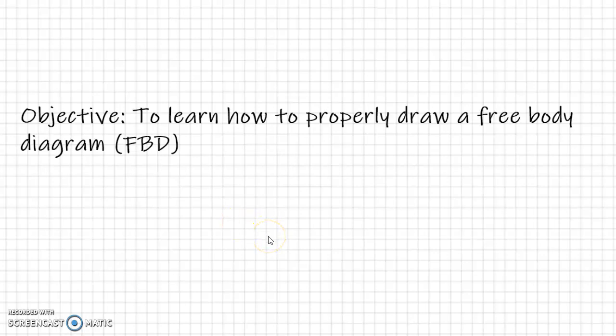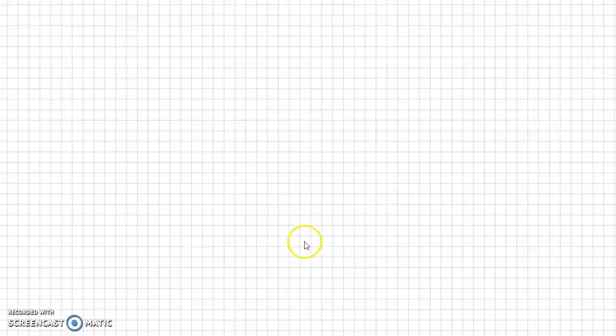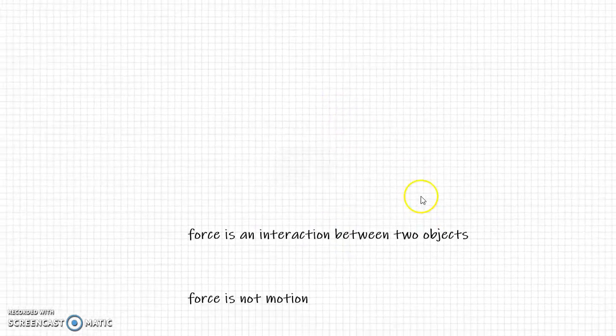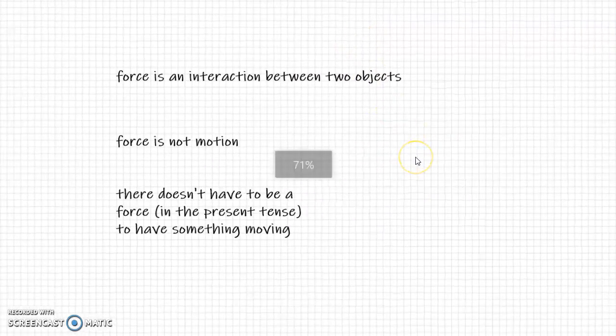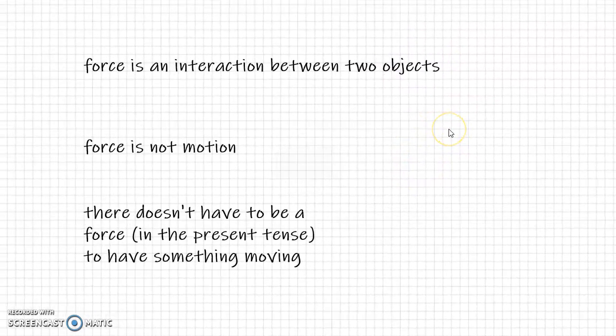That would be forces. So a couple quick things here to note. What we need to remember, some red flags to look out for. First of all, that force is an interaction between two objects. A force is going to always involve two objects, only two objects, and never more than two objects, never less than two objects. Okay, so the important thing to remember here is that it's always two objects.